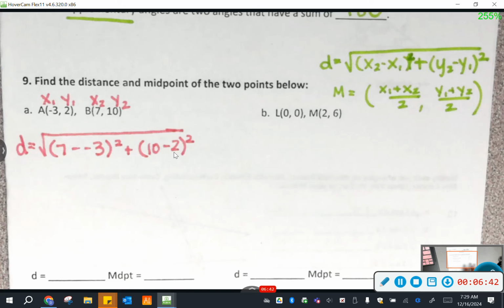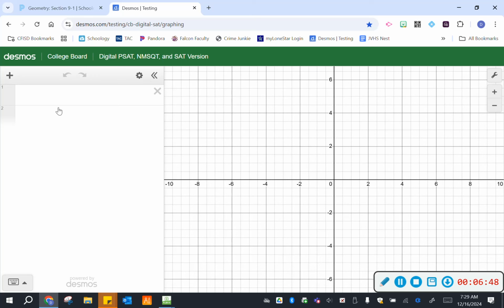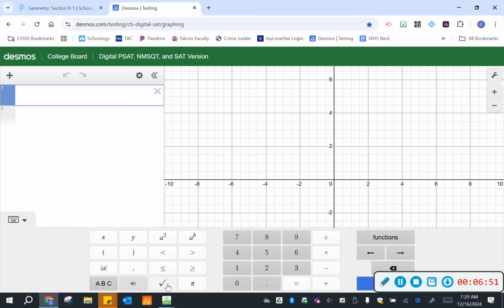If I'm going too fast, please let me know. And now I'm just going to take this and plug it into Desmos. So I'm going to do the square root of x2 minus x1 squared. Don't forget the plus in the middle. Parentheses y2 minus y1. Don't forget your squared. So you get the distance is 12.8.